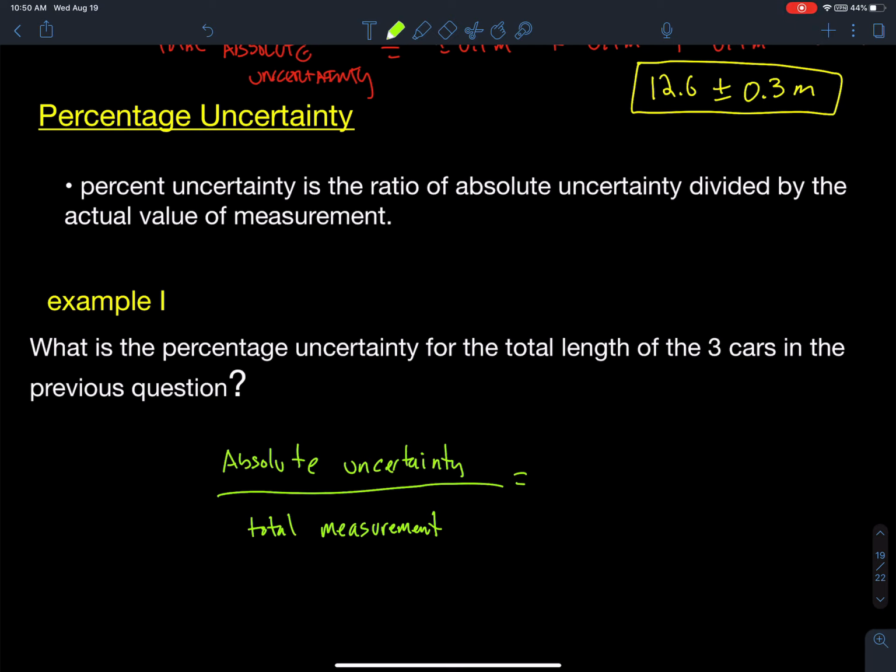Okay, so my absolute uncertainty is going to be 0.3 meters, as we show here, divided by 12.6, and that's going to give me a decimal that I would then multiply by 100% like we did in math class to get the final percentage uncertainty. So in that case, 0.3 divided by 12.6, let's quickly do this on a calculator. Okay, so 0.3 divided by 12.6 times 100 gives me 2.4%. All right, so that's the total percentage uncertainty for that question.